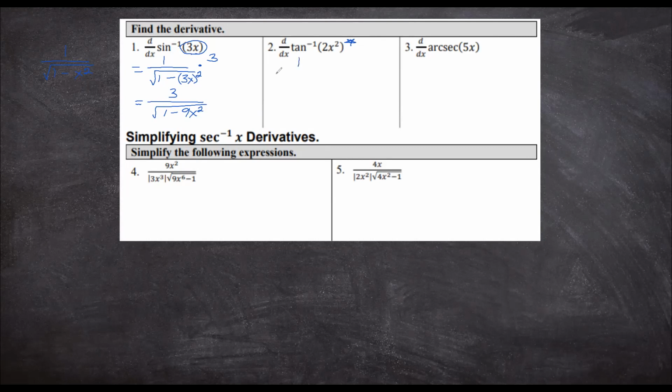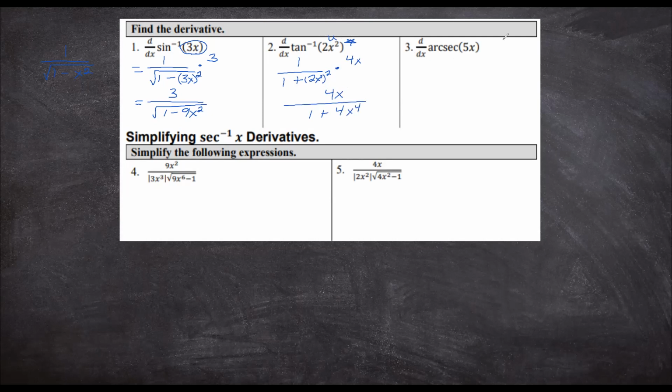So again, we have 1 over 1 plus whatever this inside is squared, so 2x squared all squared, multiplied by the derivative of the inside, which would be 4x. So we end up with 4x over 1 plus 4x to the 4th.